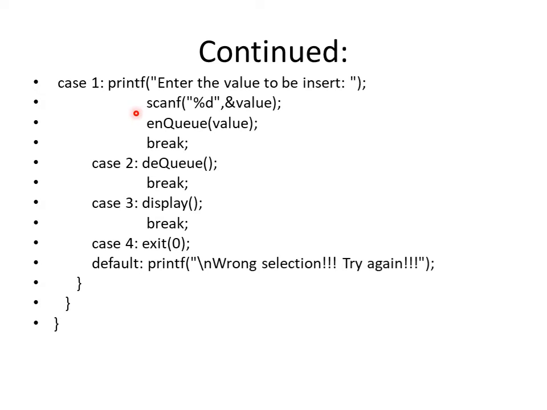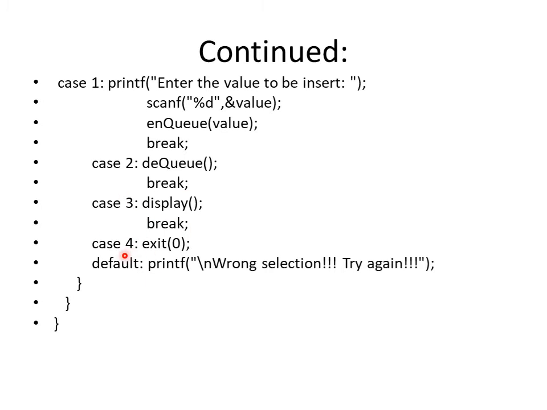Here in case 1, what I am doing is taking NQ, that means inserting a value into a queue. After performing it, it will break, that means it will come out of this loop. If anyone presses 2, then DQ is operated. After performing DQ it will break, and next the display function is operated. If he enters option three, then it will break.